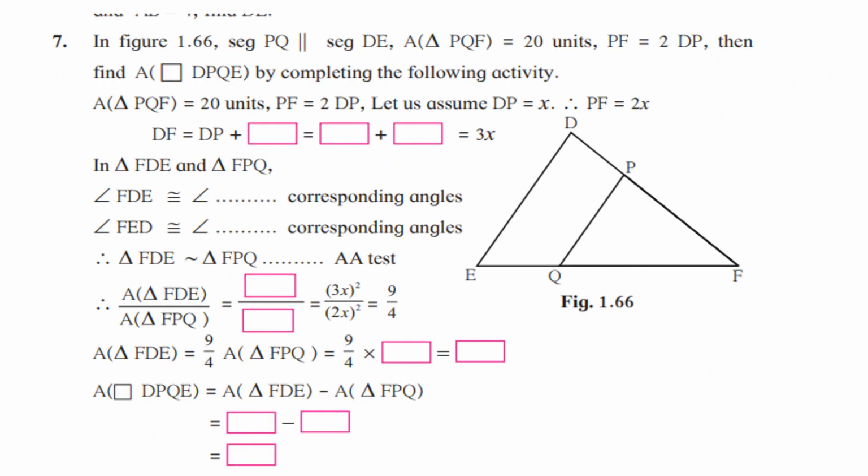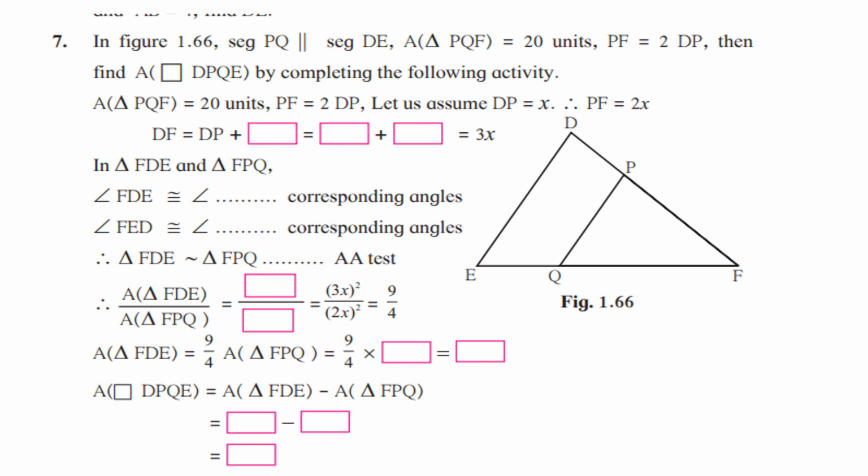Let us solve sum number 7. Sum number 7 is there on your screen. In the figure 1.66, PQ is parallel to DE. It is given these two lines are parallel. Area of triangle PQF is 20 units. PF is 2 DP. Then find the area of quadrilateral DPQE by completing the following activity.